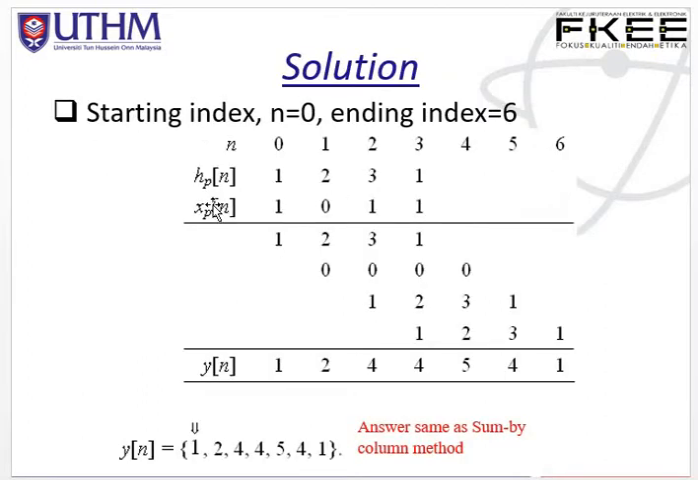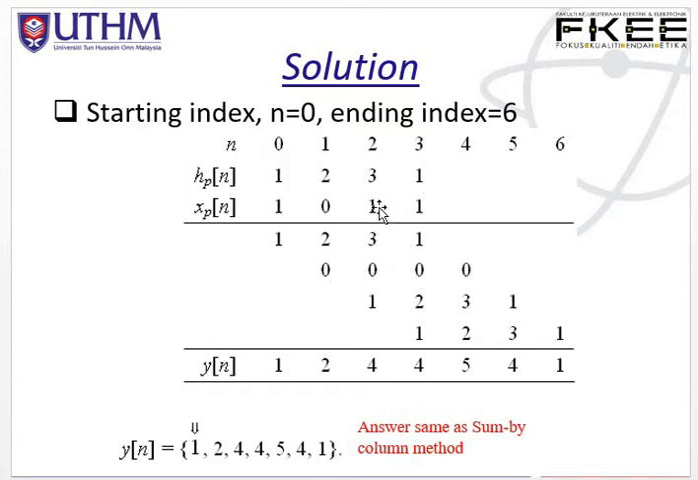And then, you know that the starting index is 0 until 6. That's why n is starting from 0 until 6. And then we write hp[n] is 1231 and xp[n] is 1011. Again you multiply. So 1 times 1, you get 1. 1 times 2, you get 2. 1 times 3, you get 3. 1 times 1, you get 1. And then followed by the 0. 0 times 1, 0. Everything times 0, you get 0.